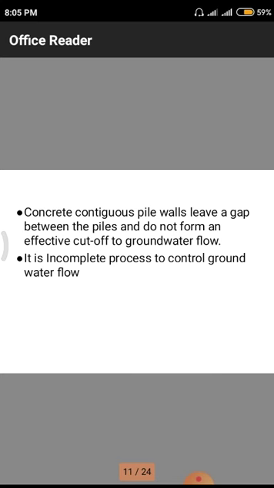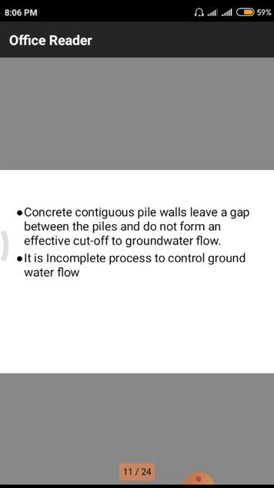Next one is that it is an incomplete process to control groundwater flow. That means all those techniques should be used only up to some extent. Why? Because if we use them in a very huge amount, automatically those things will give unpleasant temperatures and an unpleasant atmosphere to our structure. We have to use them in certain amounts only. Even as an incomplete process, it controls groundwater flow.